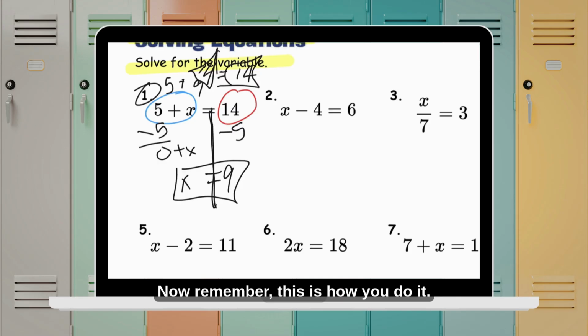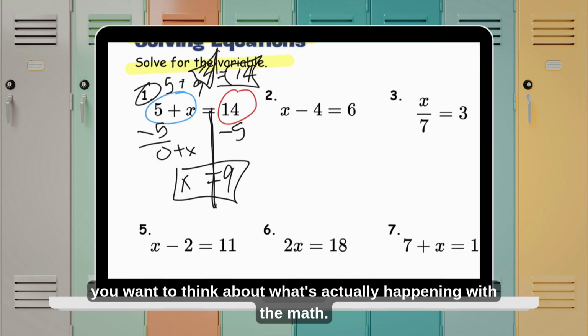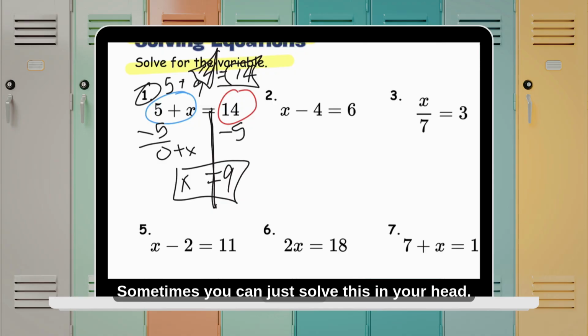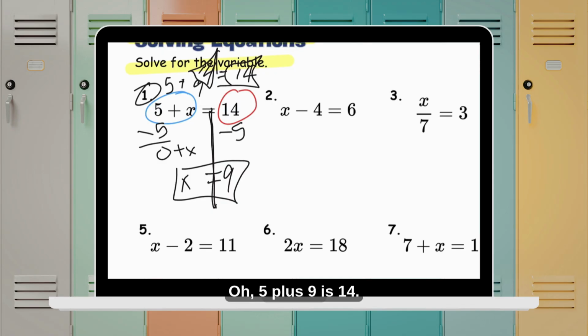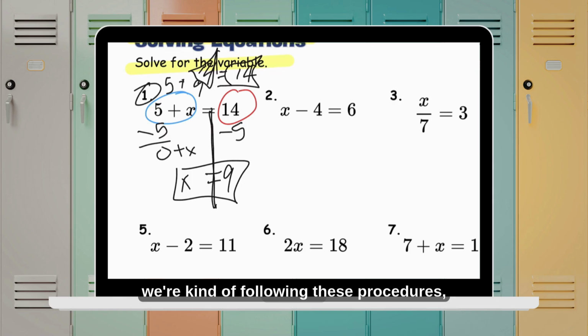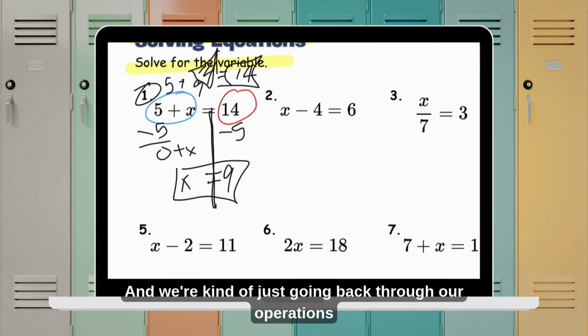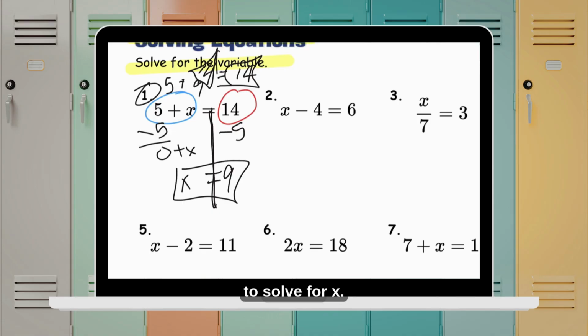Now remember, this is how you do it. Why we do this, you want to think about what's actually happening with the math. You want to think to yourself, 5 plus what number equals 14? Sometimes you can just solve this in your head. Oh, 5 plus 9 is 14. When we're solving equations, we're following these procedures: use the inverse operation to solve for x, isolate the variable. But really, if we want to think about it logically, all we're doing is saying what number plus 5 equals 14, and we're just going back through our operations to solve for x.